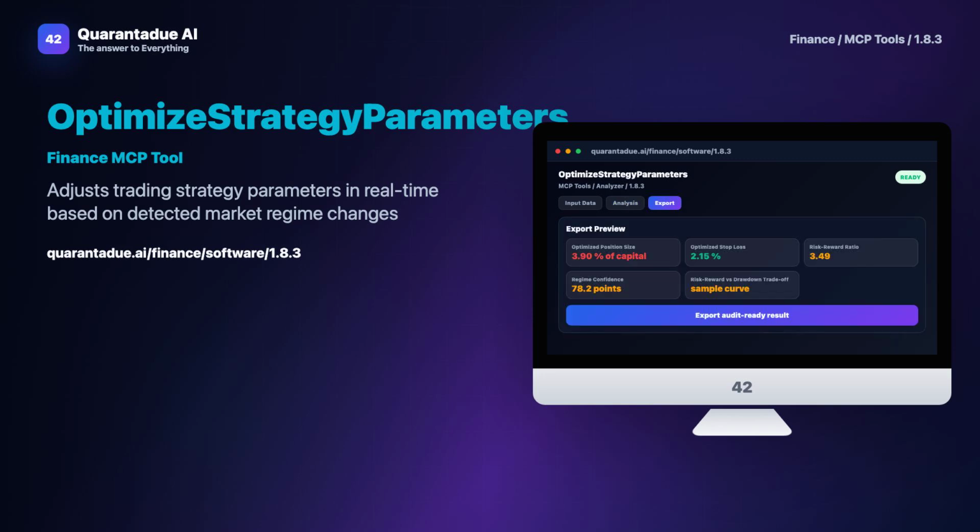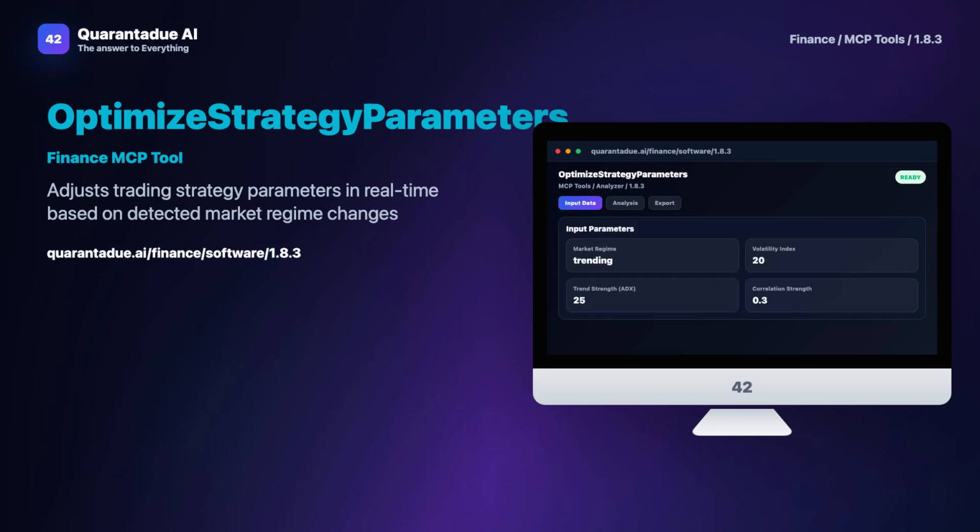The problem is that finance teams often manage this workflow with scattered inputs, inconsistent review rules, and manual interpretation.